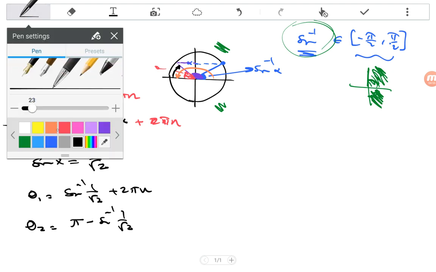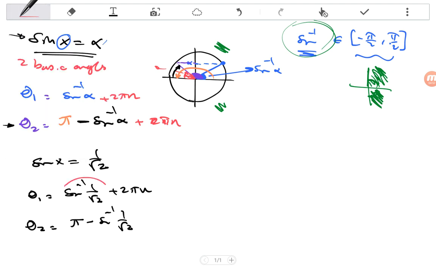We know that sine inverse 1 over root 2 is just pi over 4. So we may express that again to be pi over 4 plus 2 pi n. Now for the second one, this is pi over 4, so we have pi minus pi over 4, which will just be 3 pi over 4.